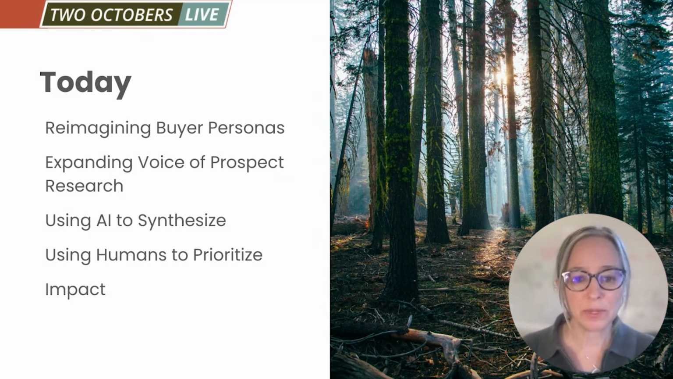Then the next step is to use AI to synthesize all that data that you're going to have access to. So I'll talk about what's worked in that process. But then we need to go back to humans. We use humans to prioritize what we've developed from that process. And what kind of impact do we have when we pull all those things together into a strategic content marketing plan? That's what we'll talk about today.